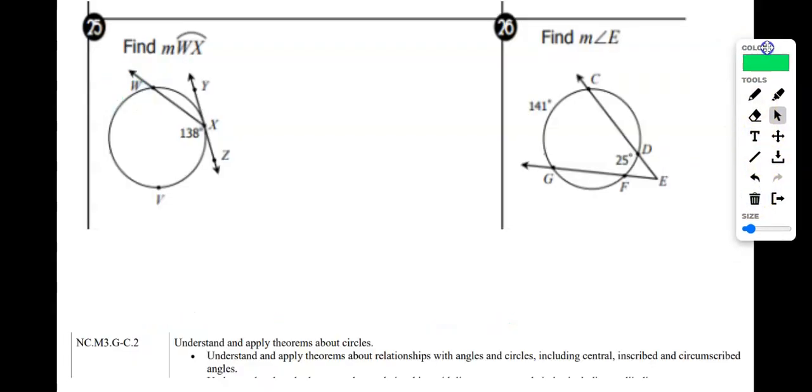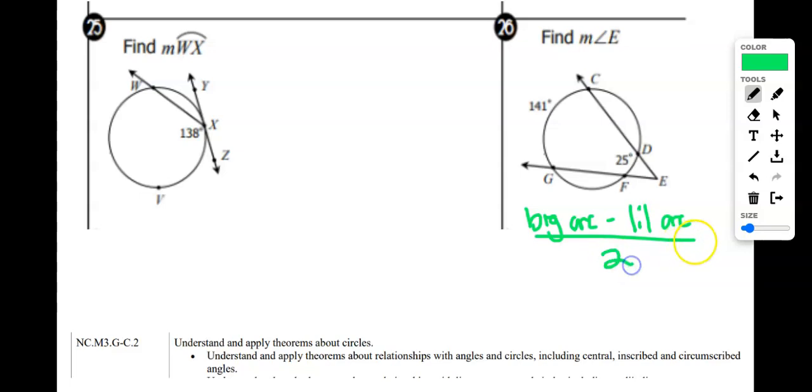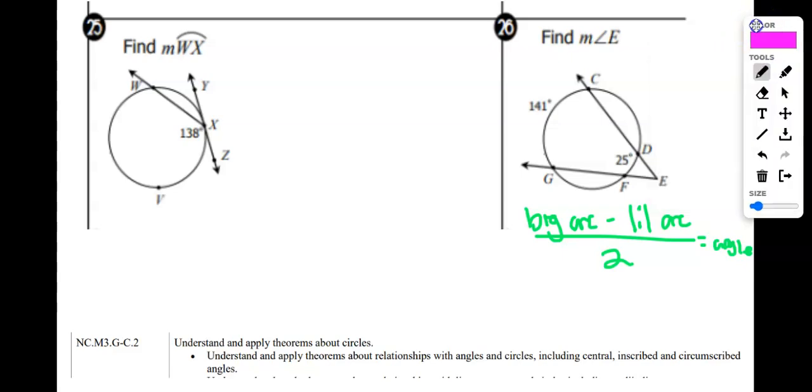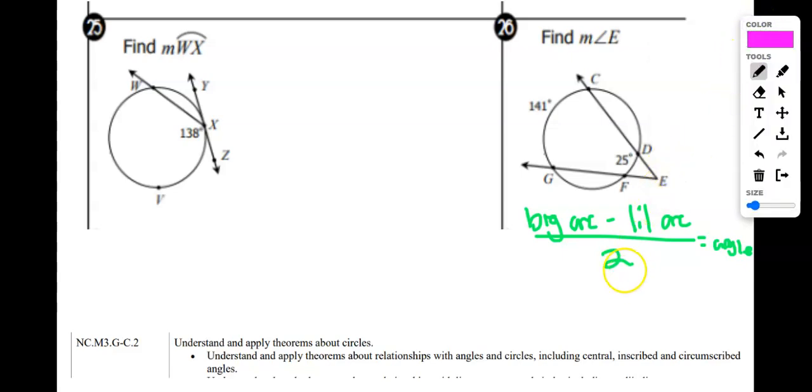So speaking of which, I'm jumping to 26 for a reason. The phrase here is the big arc minus the little arc divided by 2 still equals the angle. Not to be confused with what we just did, arc plus arc divided by 2. We just averaged the two on the last one. So be careful not to get confused or get it backwards. If you do get it backwards, you're going to get some strange answers.